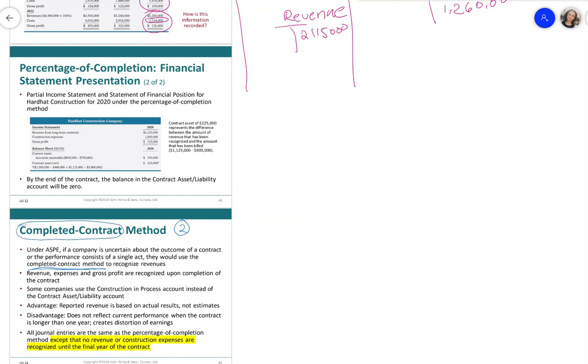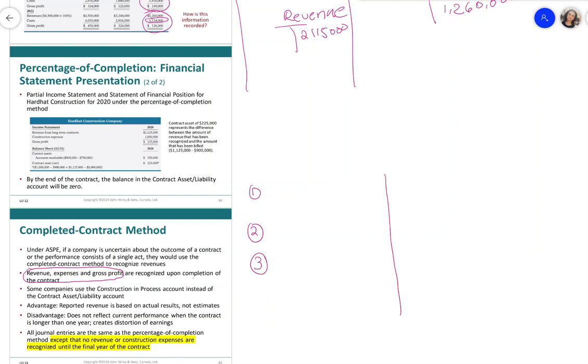What happens is revenue, expenses and gross profit are different. Everything else you're allowed to journalize. The only thing is you're not allowed to record revenue and expenses until the project is complete. When the project is complete, that's when you recognize the revenue and expenses. So in this case, your first entry will be the same, your second entry will be the same, your third entry will be the same for the first year.